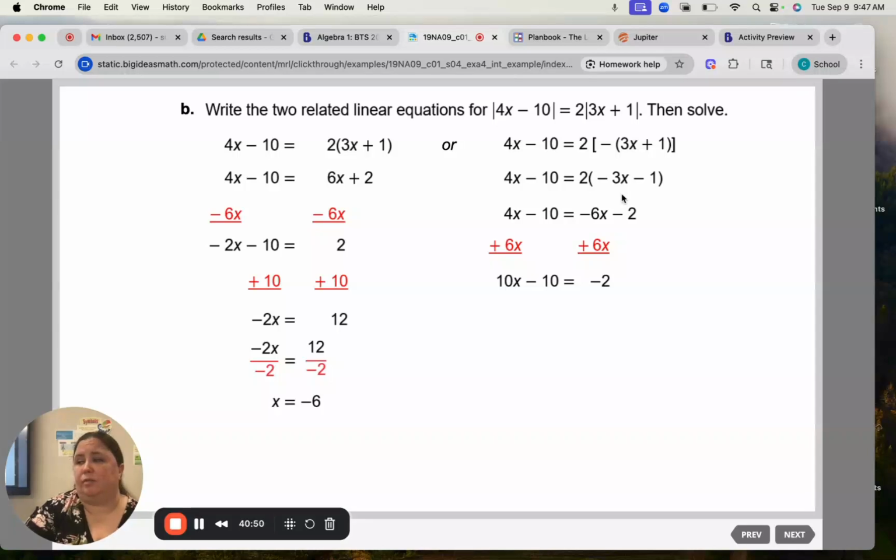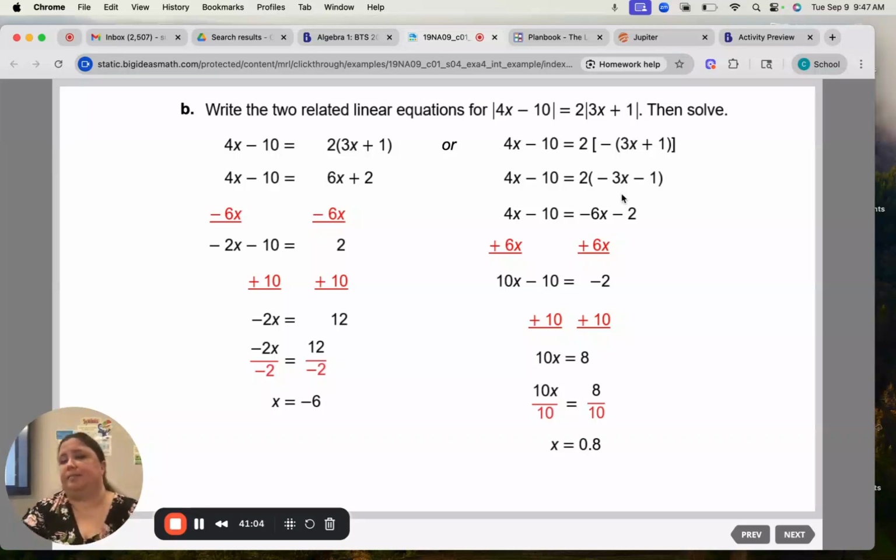0.8. Now, I would also accept the fraction 8 over 10 reduced, which would be 2 over 5. You can do either the decimal or the fraction, I don't care. Then we have to add all the answers? No, that's it. You have two solutions. X could equal -6, or x equals 0.8.